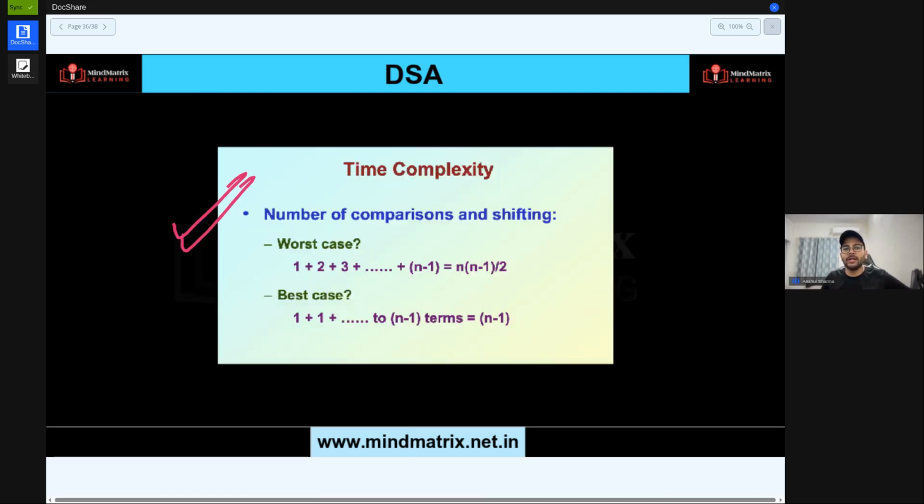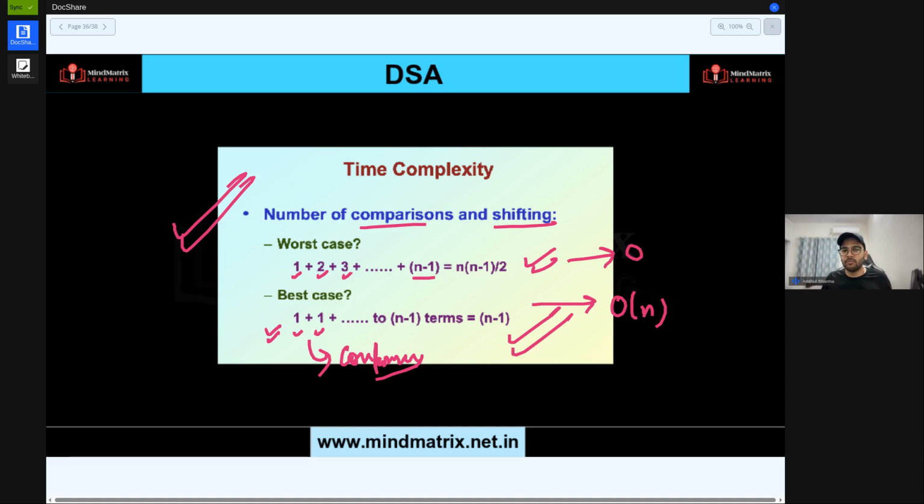With this also you can understand the number of comparisons and shifting. In worst case, 1, then 2, then 3, up to n minus 1. So it is going to be n into n minus 1 by 2, right? And best case will be, no shifting will happen, just the comparisons are happening, up to n minus 1 terms. So one time the outer for loop will execute, and that's it. That is n minus 1 times. This is going to give you order of n, and this is going to give you order of n square.